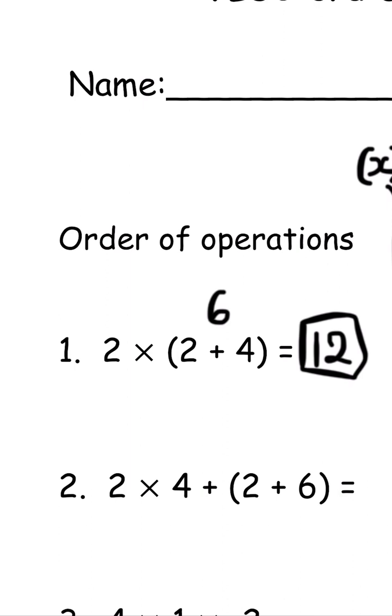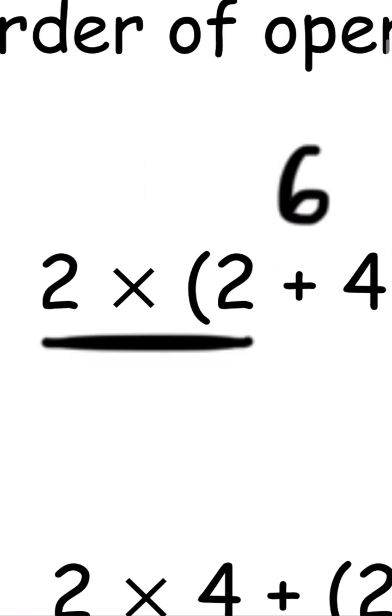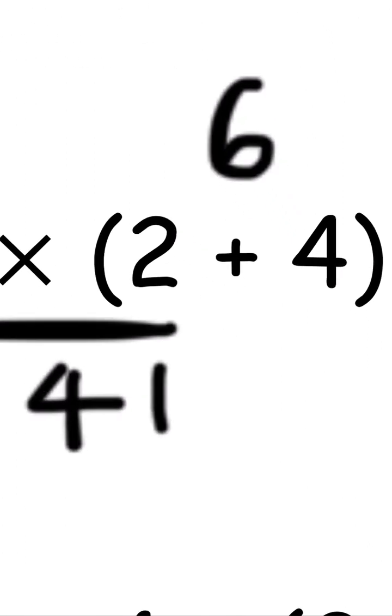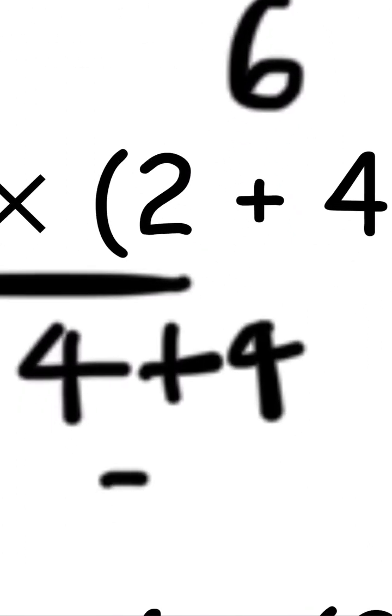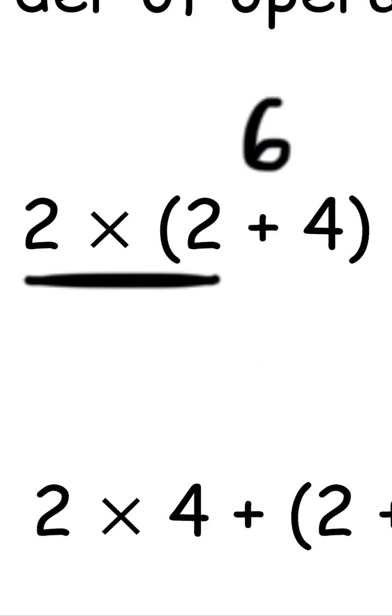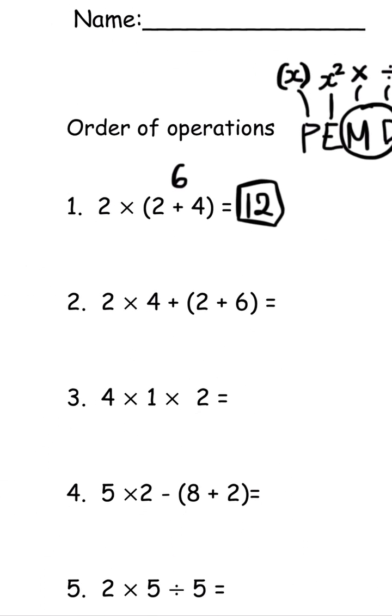And recognize how it's going to be different if you multiply 2 and 2 first, which is going to be 4. And if we add 4s together, we're going to get 8. So it's going to be different and wrong. So we need to look at the operations. So let's look at number 2.